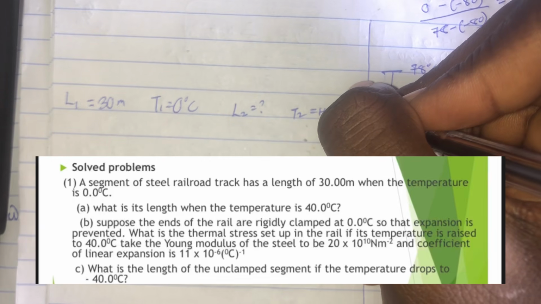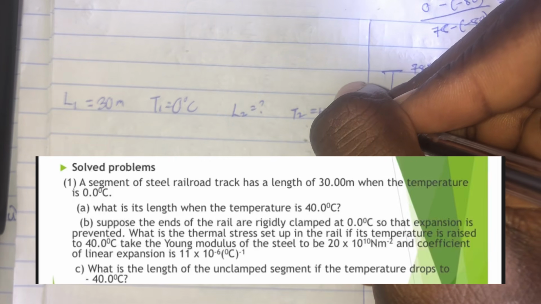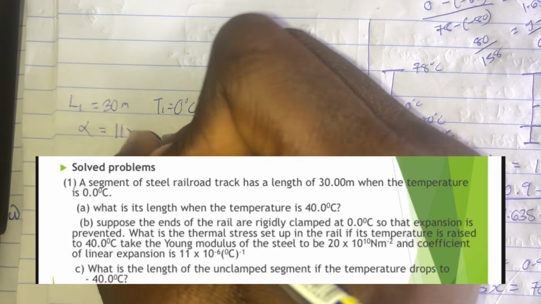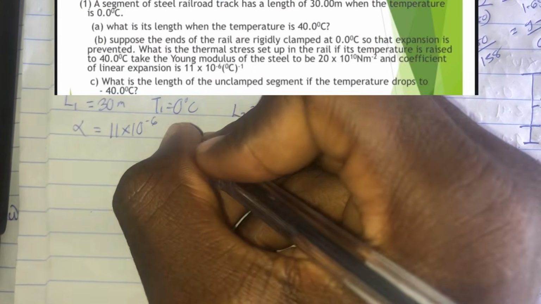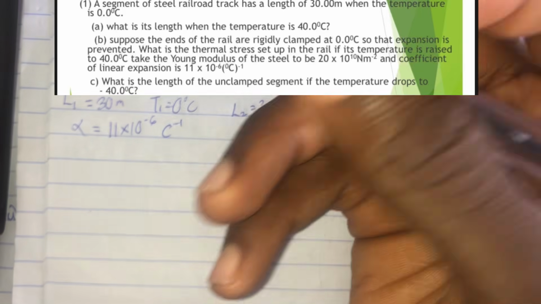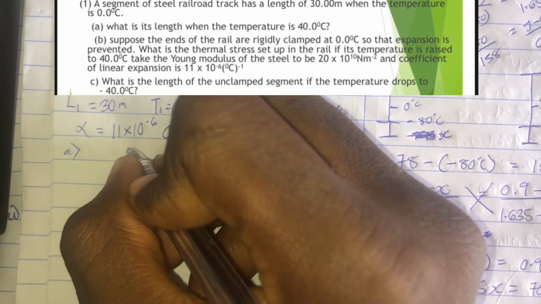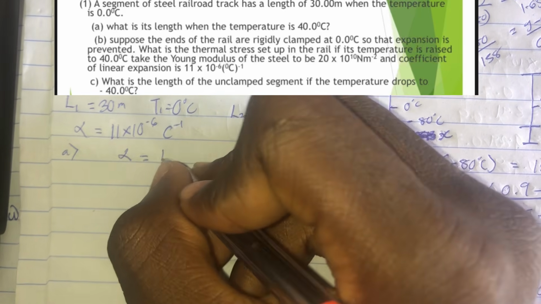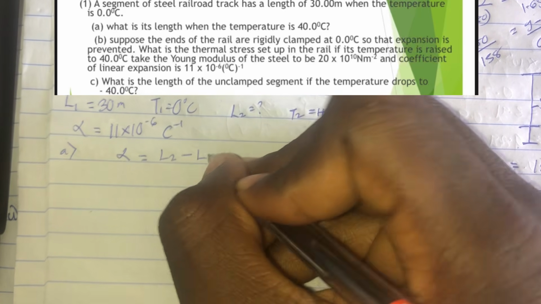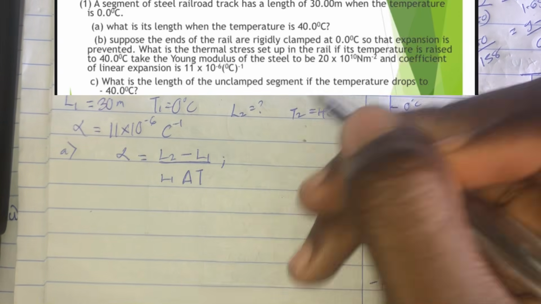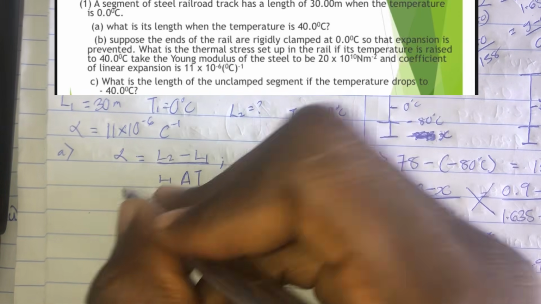Then the coefficient of linear expansion of steel is 11 times 10 raised to the power minus 6 per degrees Celsius. Question A says what is its length at 40 degrees Celsius? So we all know that you should know this formula. The coefficient of expansion is L2 minus L1 over L1 times change in T. We are going to apply this formula in this question.